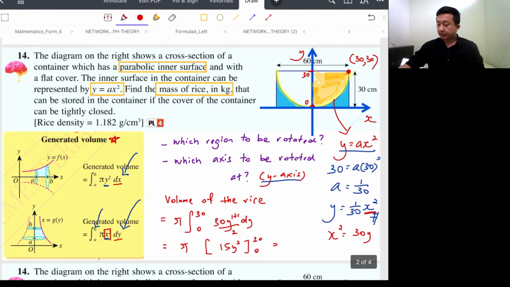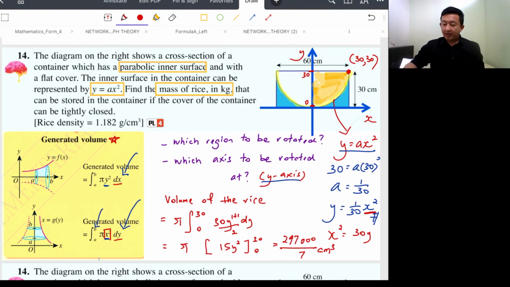So the answer should be, let me get a calculator. 15 multiply 30 squared multiply 22 over 7. Because putting in 0 gives the same thing, you don't even have to calculate that part. So 297,000 over 7 cm cubed.